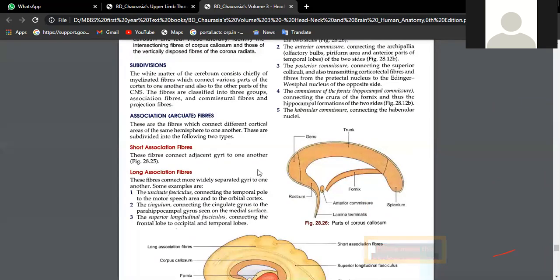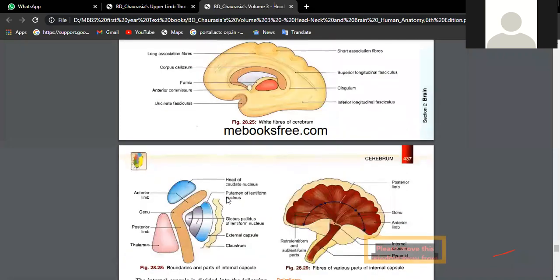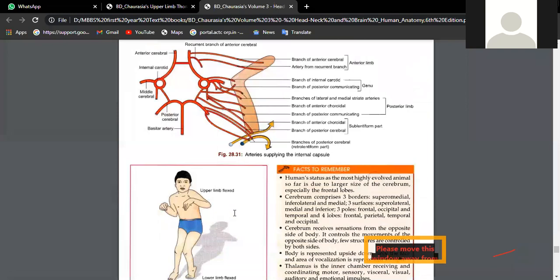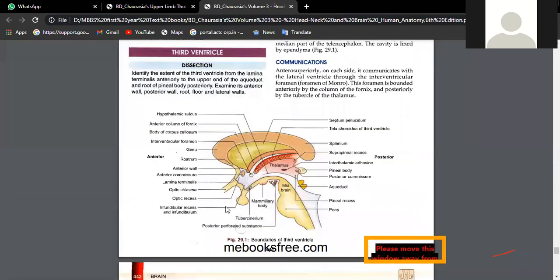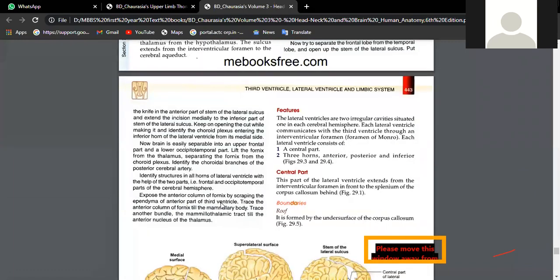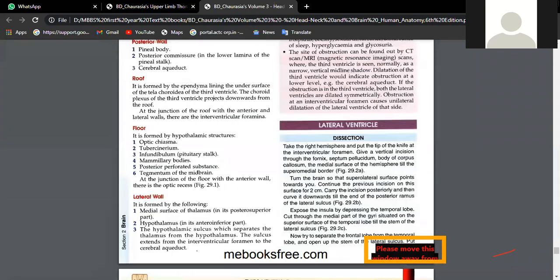Small things, fornix. I'll share the photograph from Netter's Atlas later, Vita. You can write. I don't think much is given in Chaurasia. Okay, we'll go with the other answer now.